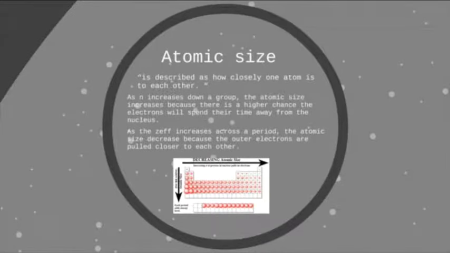Atomic size. It is described as how closely one atom is to each other. As n increases down a group, the atomic size increases because there is a higher chance electrons will spend more time away from the nucleus. As the Z effective increases across a period, the atomic size decreases because the outer electrons are pulled closer to each other.